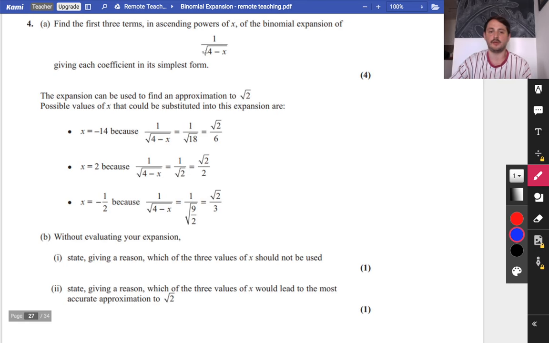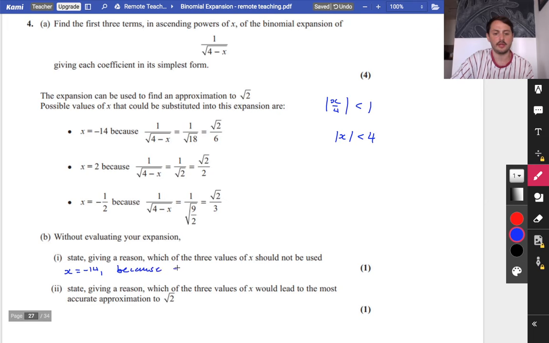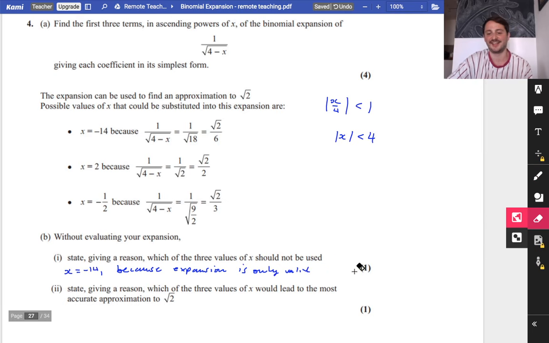Well, if you just think about what's happening, if we factored out the 4 that we would have had, we would actually have x over 4 has got to be less than 1. In other words, it's only valid if x is less than 4. So the one that we can't use, if you look at these ones, is this minus 14. So the one that should not be used is x equals minus 14 because the expansion is only valid for x being less than 4.